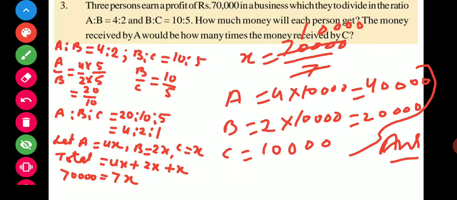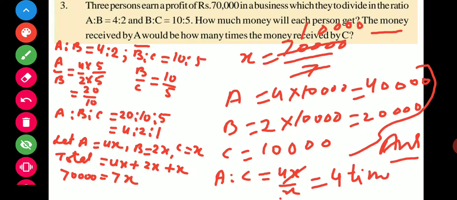Now one more part. The money received by A would be how many times that received by C? So this will be the ratio A to C. A is 4x, and C is x. So x cancels. So it is 4 times. So it is your second answer.